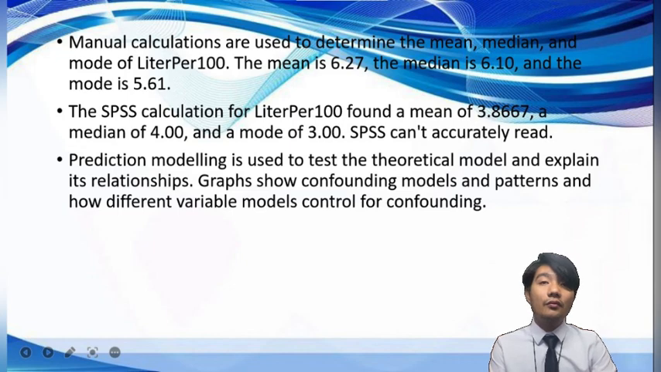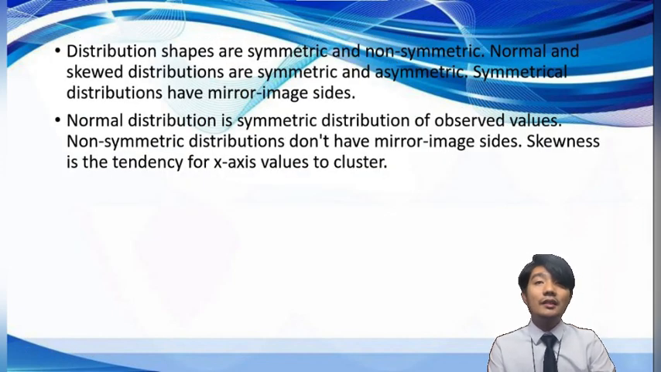Graphs show confounding models and patterns and how different variable models control for confounding. Distribution shapes are symmetric and non-symmetric. Normal and skew distributions are symmetric and asymmetric. Symmetrical distributions have mirror image sides. A normal distribution is a symmetric distribution of observed values. Non-symmetric distributions don't have mirror image sides. Skewness is the tendency for x-axis values to cluster.